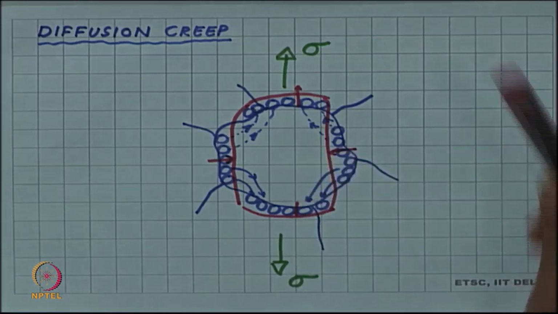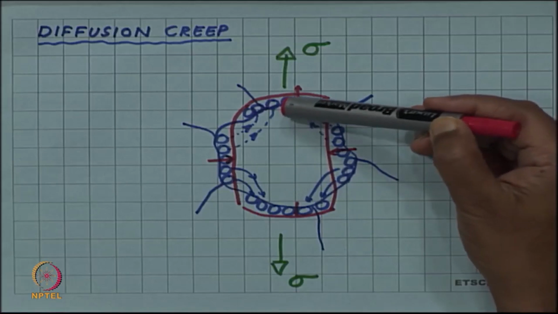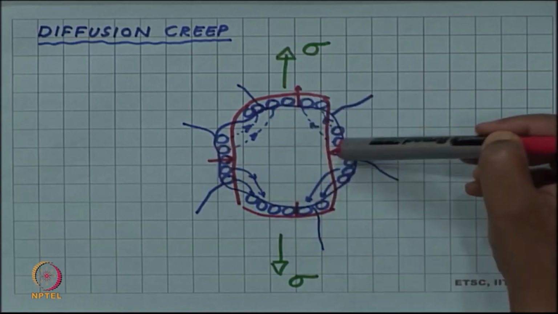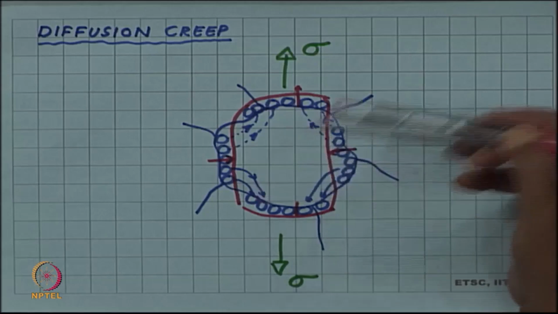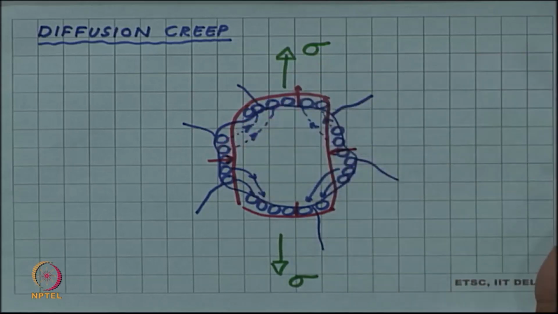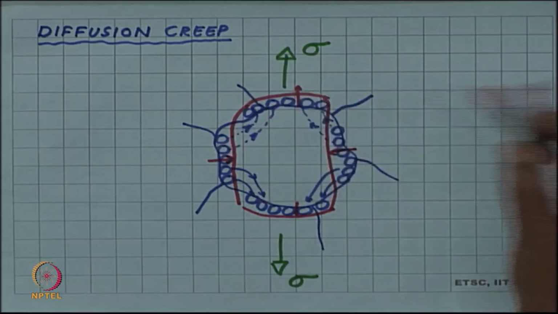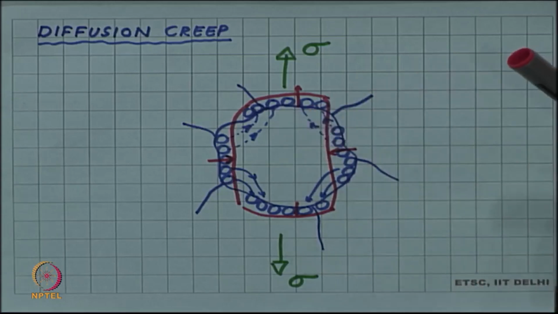So, you can see that this increment in length as well as transverse contraction can simply be achieved if the atoms migrate in this way. Such migration is not possible at low temperature, but at higher temperature due to higher atomic mobility and higher diffusion rate, such migrations are possible.